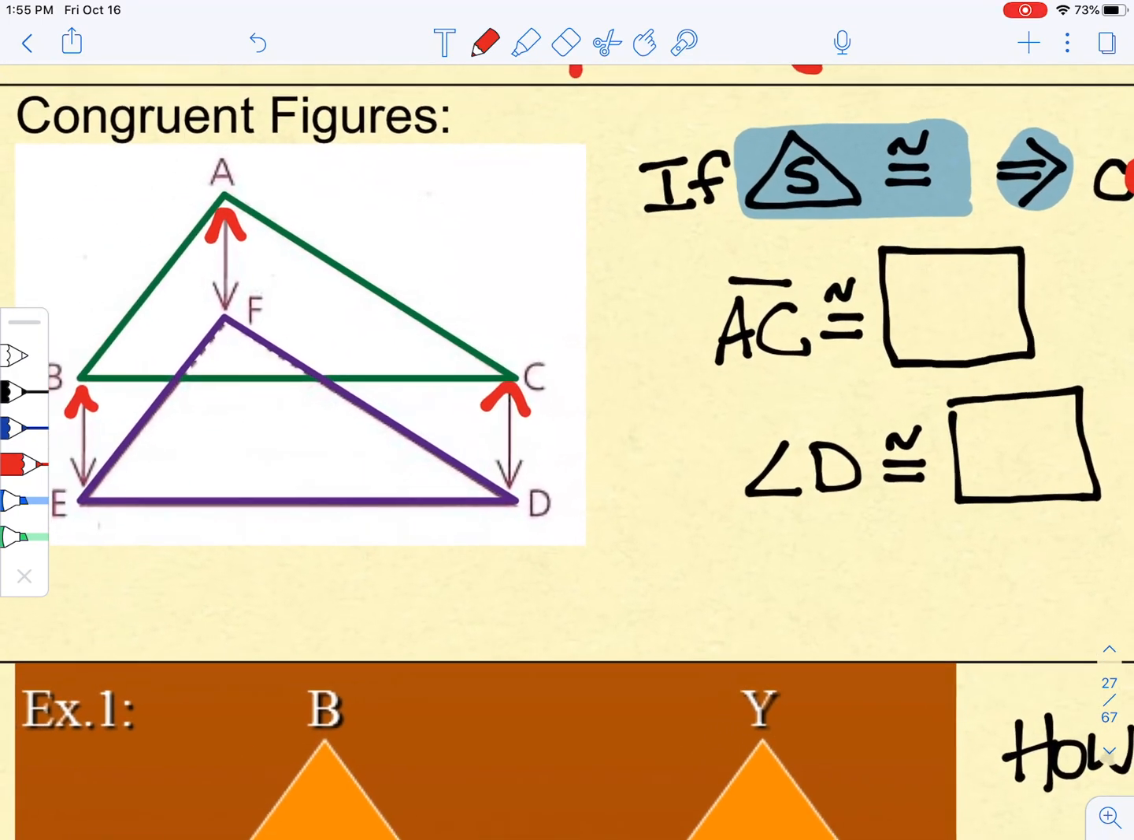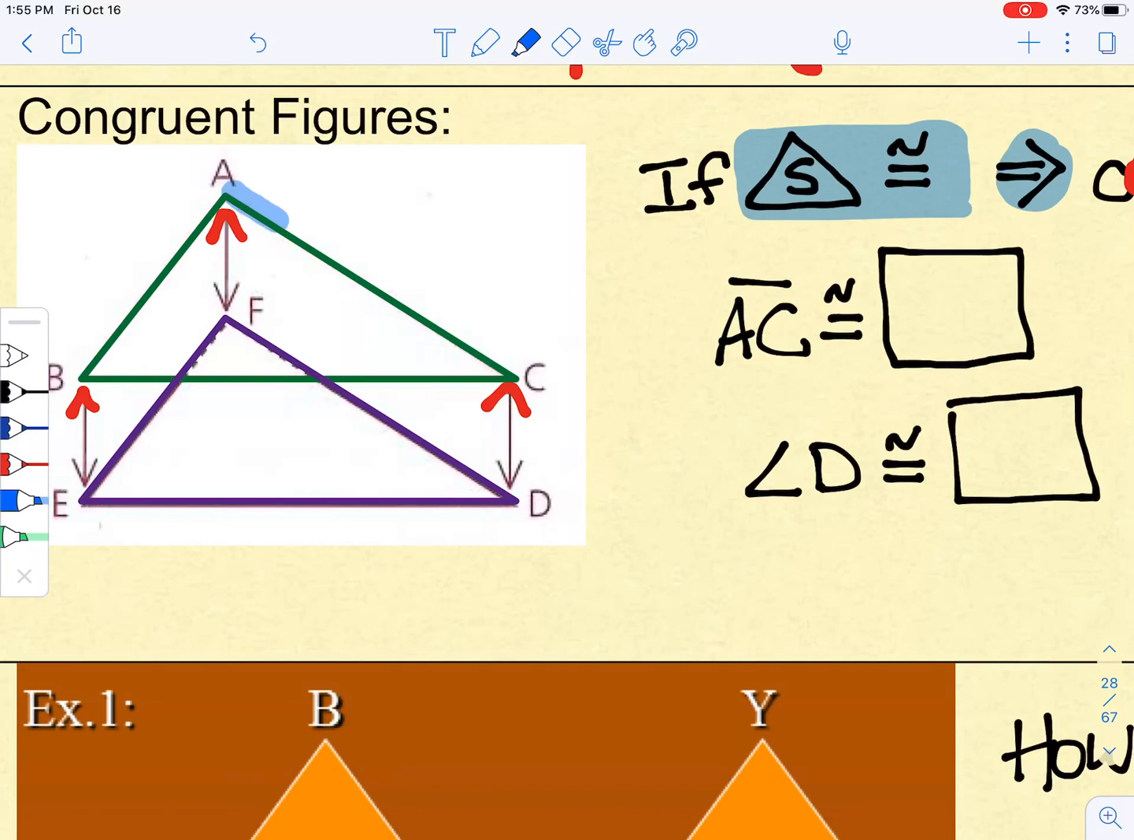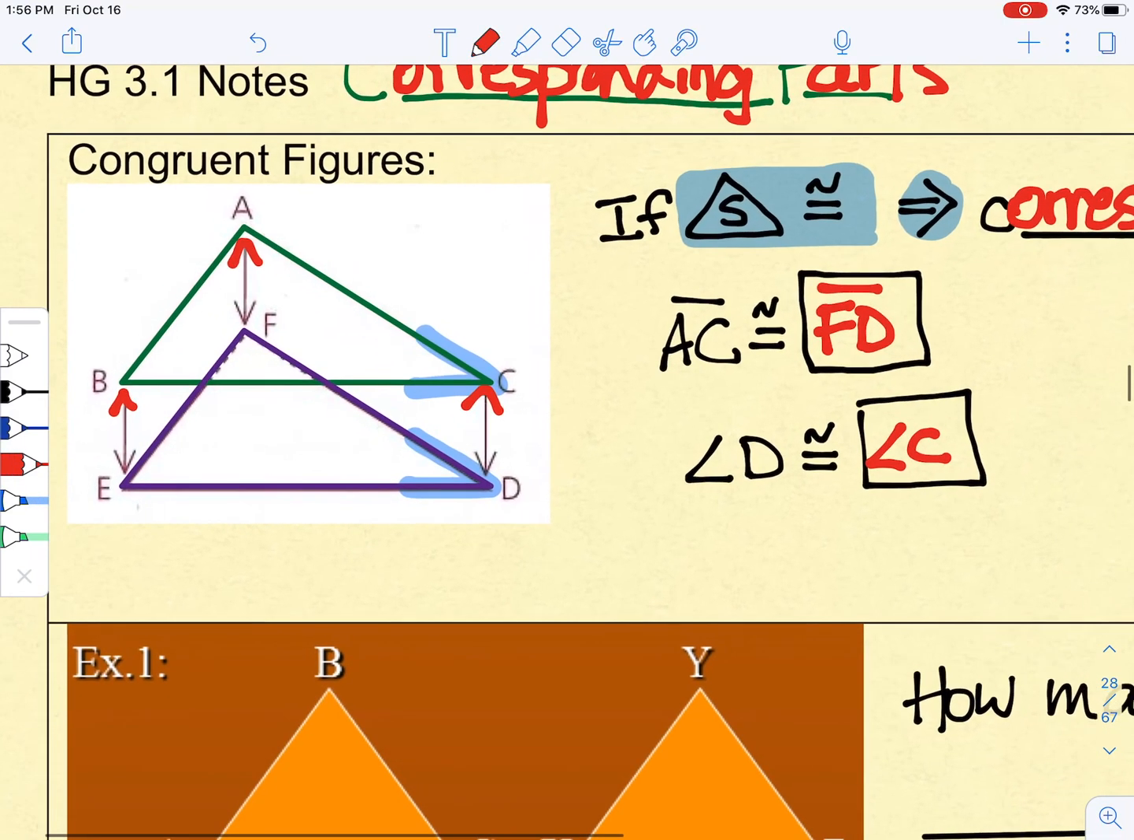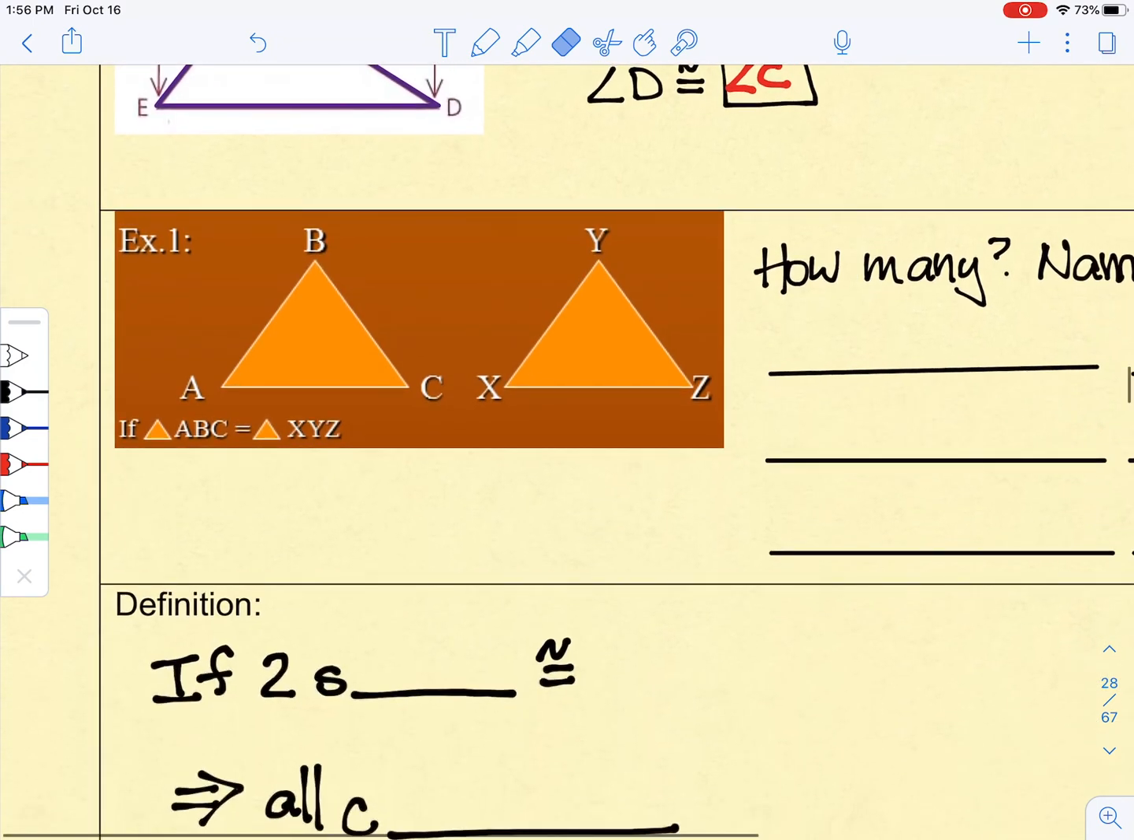So, for example, if you look at segment AC, and I'll highlight that here, then the corresponding part would be FD. Make sure you put a segment over it. All right. And likewise, if I take angle D, sitting here, the corresponding part would be angle C. And we could continue that process of looking at those individual corresponding parts. Let's do that here in a little exercise.